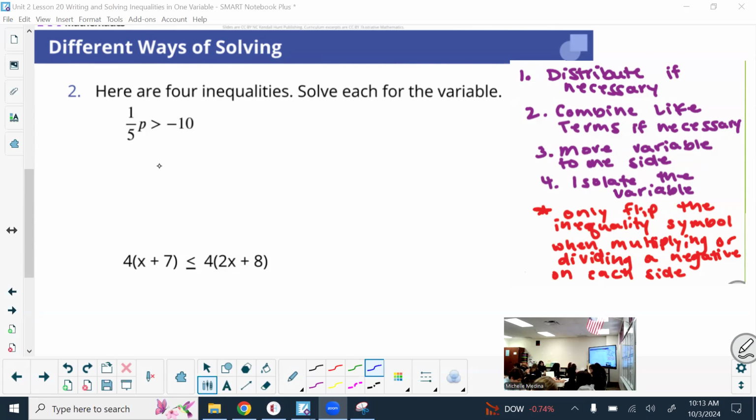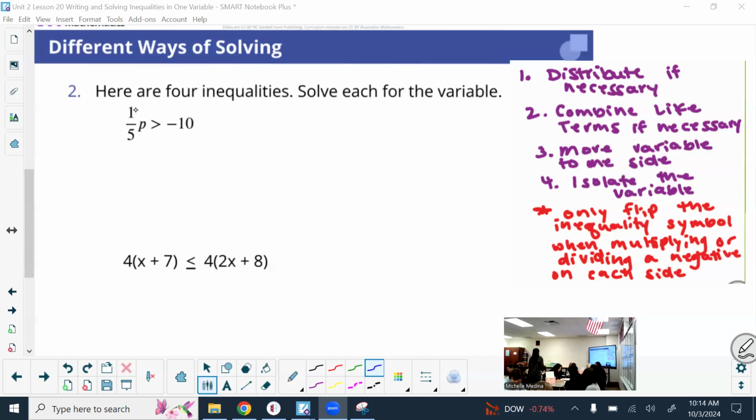Anyway, because in this one, do I need to distribute? Do I need to combine like terms? Do I need to move the variable to one side? All I have to do is isolate the variable. And really, it's only going to take one step. What's that step going to be?